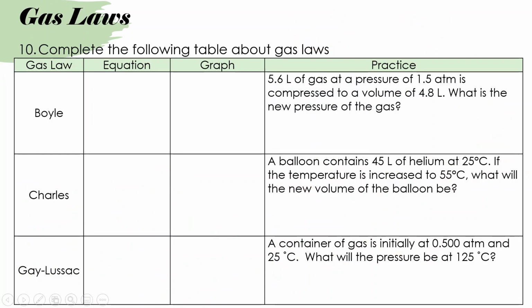So here's a quick table to complete about gas laws. To help you remember, Boyle is a VIP. So this is going to be the relationship between volume and pressure, and this is an inverse relationship. What this means is that pressure and volume are inversely related. So when volume is high, pressure is low. When pressure is high, volume is low. So we want to solve this equation here.